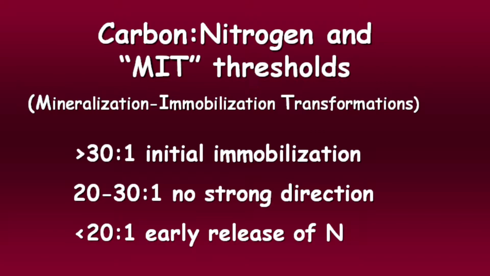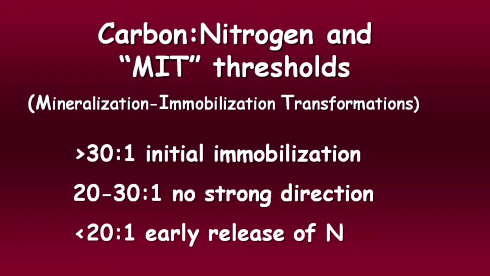Carbon to nitrogen and immobilization thresholds. Okay, what we normally see with organic materials, a rule of thumb here, is if we have a carbon to nitrogen ratio greater than 30 to 1, we get at least initial tie-up of extra nitrogen in the soil, making it unavailable to plants, okay?